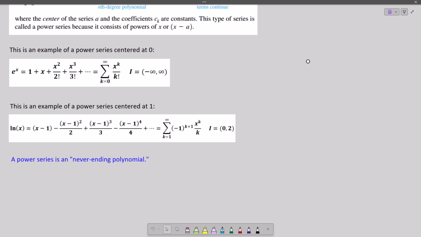The interval of convergence, domain. The domain is now going to be called the interval of convergence. The interval of convergence for this power series is all real numbers. You plug any real number in for this x, 10 million, 5, 12, -5. You plug any number in there and you will have a convergent series of numbers.